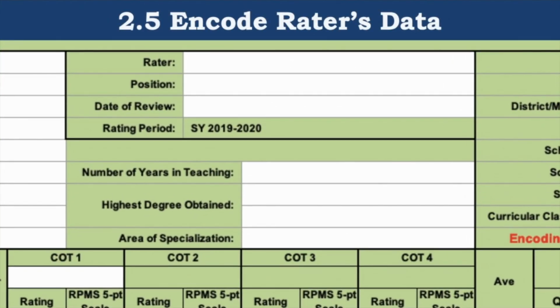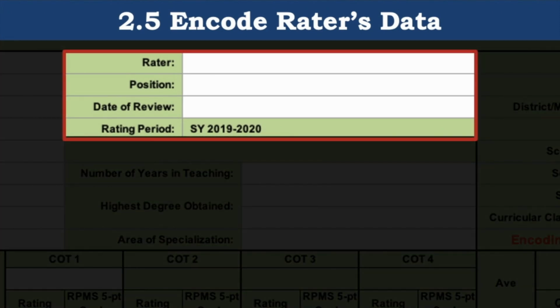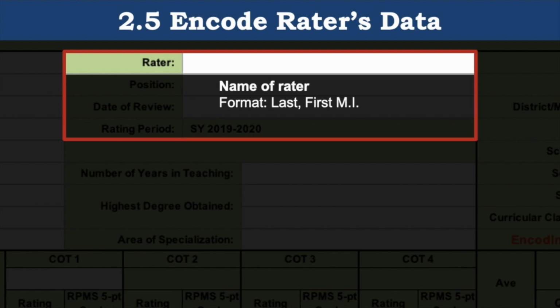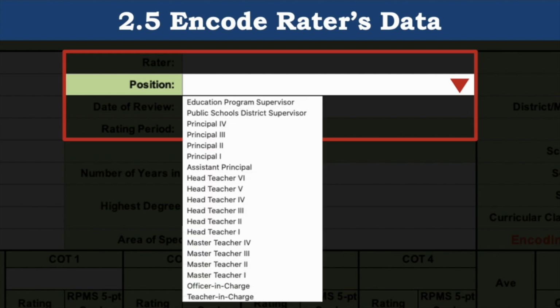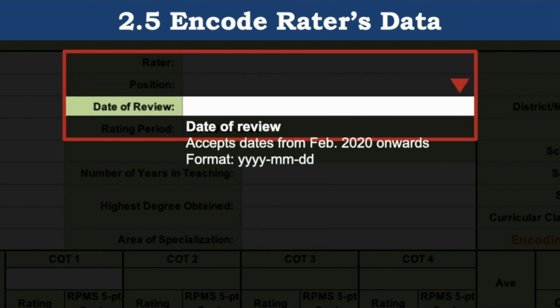Next, we encode the rater's data, which contains only 3 fields. First is the rater's name, and we recommend you use this format: last name, comma, first name, and then the middle initial. Next field is the position, which is a drop-down option between these positions. And the last field is date of review, which accepts date from February 2020 and onwards using this format. At this point in time, this field is not required. You only need to encode the date of review when finalizing Part 1.